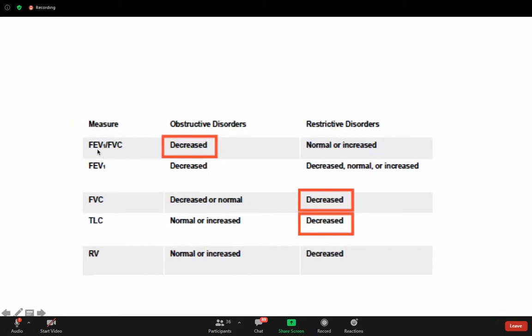We said the FEV1 over the FVC is going to be normal, or sometimes even increased, but to simplify things, it's going to be normal. Why? Because both the first expiratory volume and the vital capacity are decreased equally, so the ratio is normal. The total lung capacity is shrinking, so it's decreased, and they don't have a lot of residual volume. Guys, time to ask questions. This is one of the most important slides in this lecture, along with the algorithm we're going to have shortly.